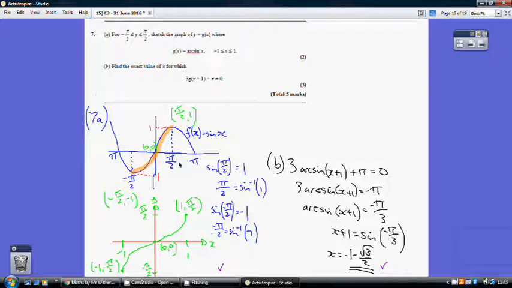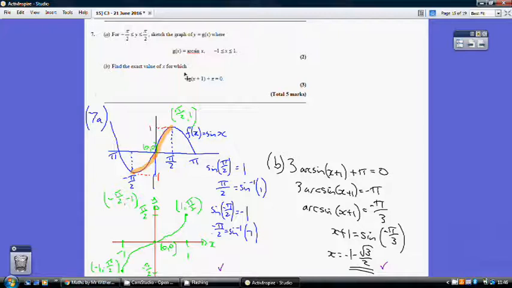Another way to think of it is, when we sin pi over 2 we get 1. So if we inverse both sides we get pi over 2 equaling inverse sin 1. So when x is 1 and we inverse sin it, we get pi over 2. And the same with minus pi over 2. Sin minus pi over 2 is minus 1. Inverse sin both sides, we get minus pi over 2 equaling inverse sin minus 1. So when x is minus 1, when we inverse sin it, we get y being minus pi over 2. So that's the shape for 7a.